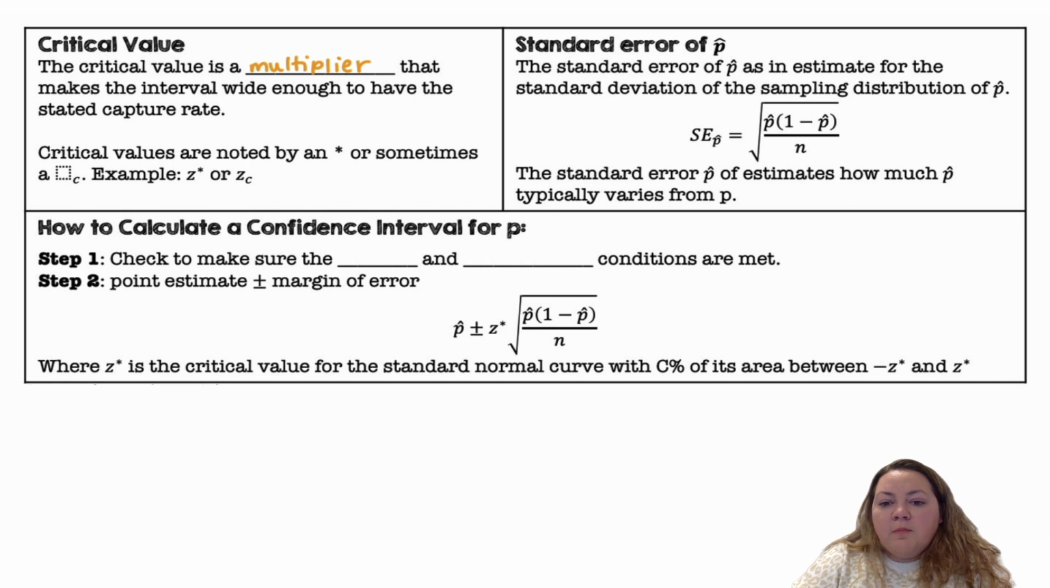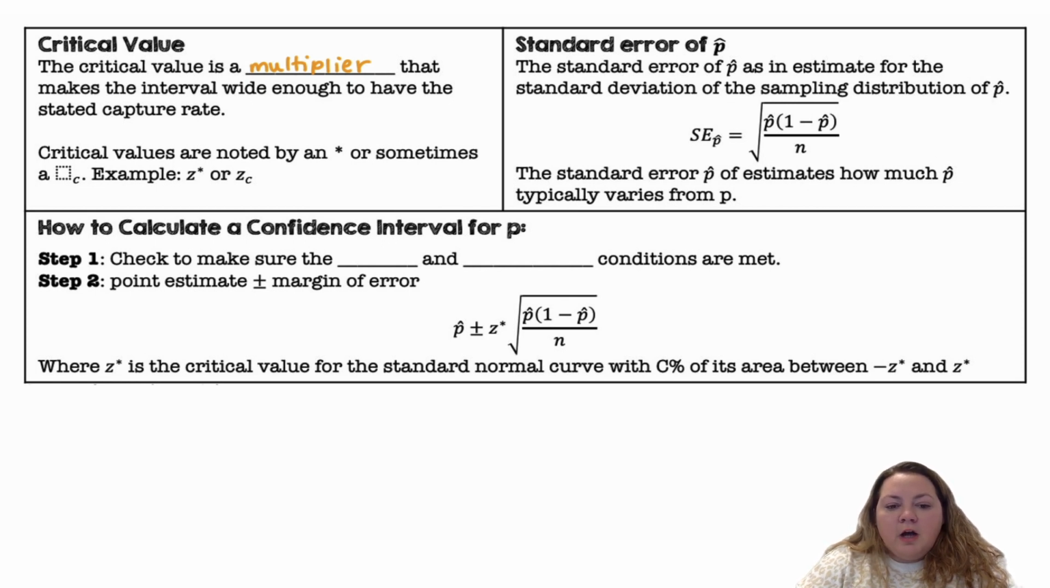Standard error of p hat. The standard error of p hat is an estimate for the standard deviation of the sampling distribution of p hat. We don't know p, so we use p hat. So we're not finding the standard deviation, we're finding the standard error, because we're not plugging p in. It is the square root of p hat times 1 minus p hat over n.